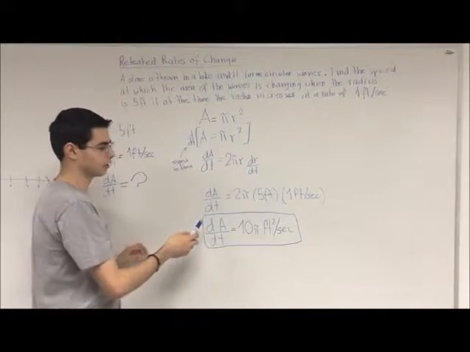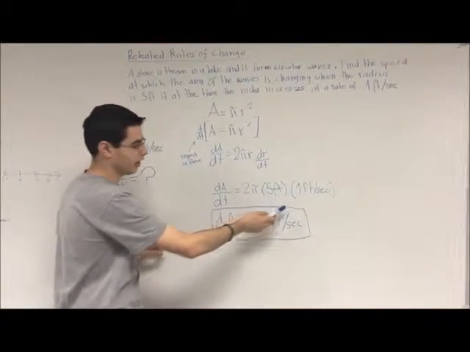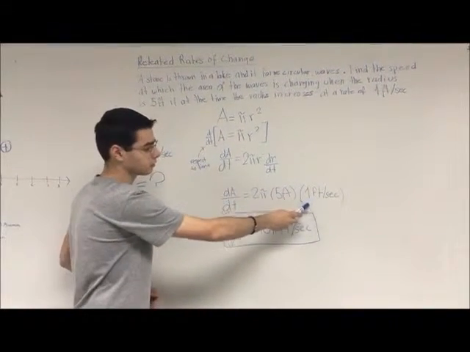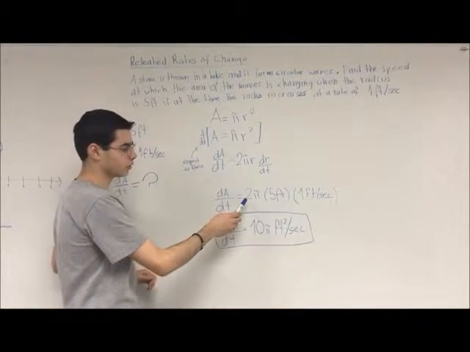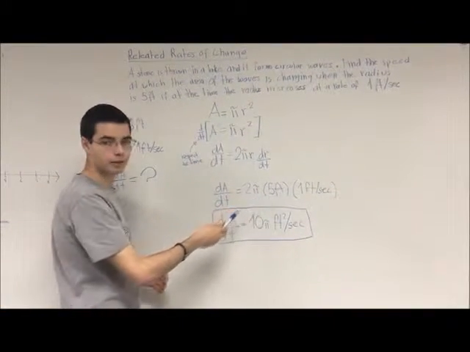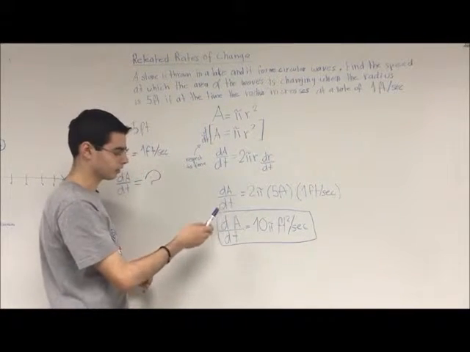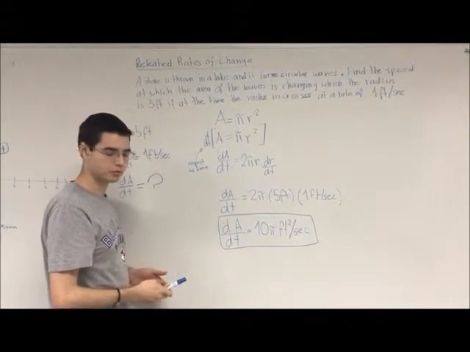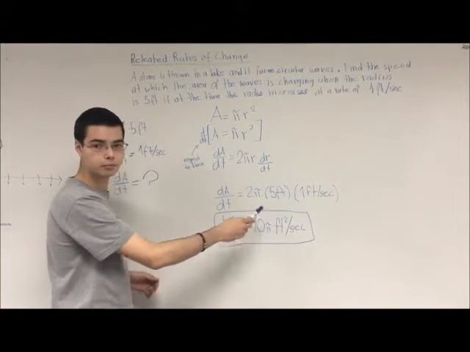So we know that the radius is equal to 5 feet, and the rate of change of the radius with respect to time is 1 foot per second. So 2 pi times 5 is 10 pi, times 1 is 10 pi. So the area changes with respect to time at 10 pi feet squared per second.